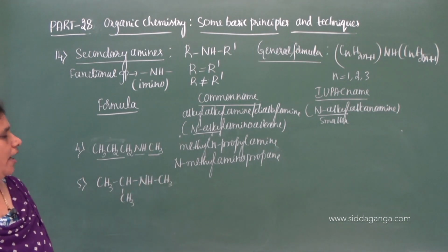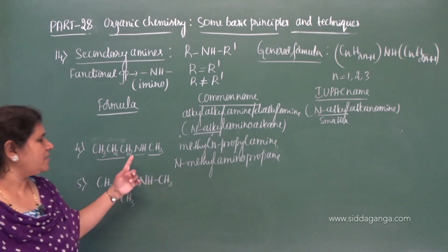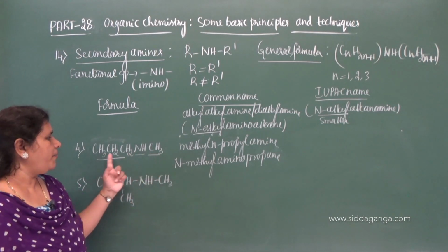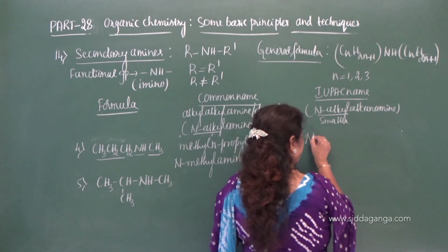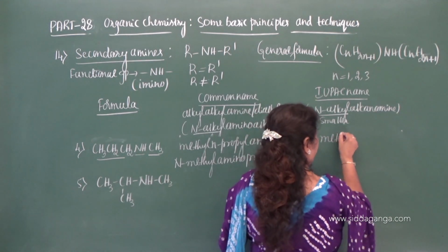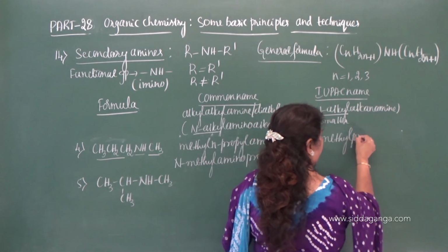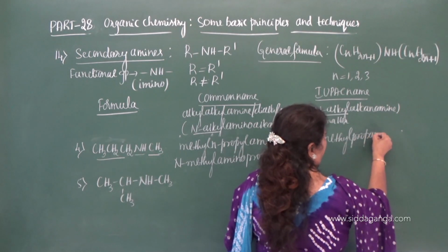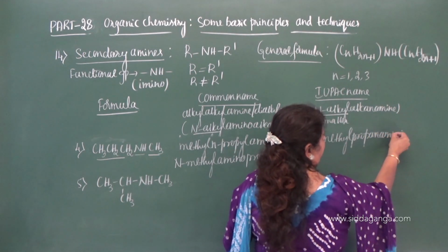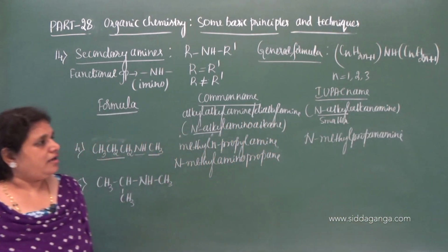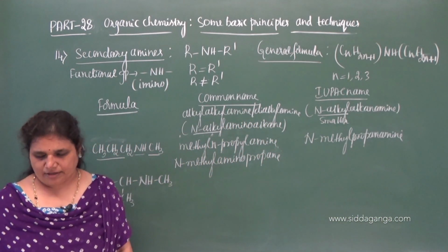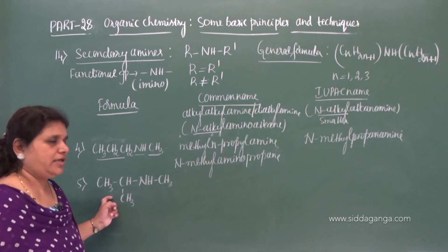Now, what is the IUPAC name? IUPAC name is N-methyl propane amine. Terminal E is replaced by the word amine. So, N-methyl propane amine. Now, move on to this example.